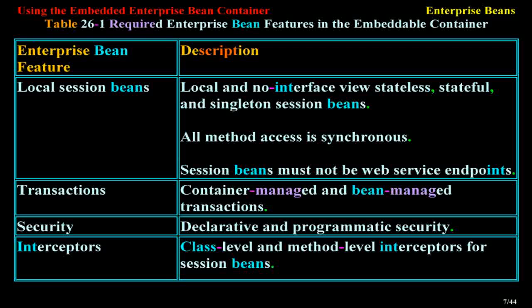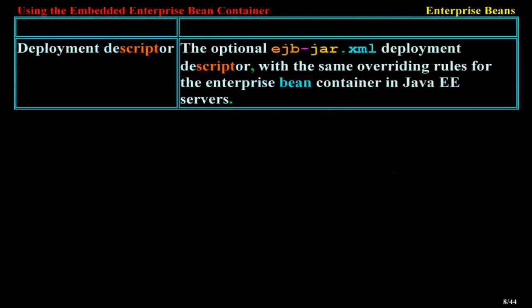Transactions: container managed and bean managed transactions. Security: declarative and programmatic security. Interceptors: class level and method level interceptors for session beans. Deployment descriptor: the optional EJB-jar.xml deployment descriptor, with the same overriding rules for the Enterprise Bean container and Java EE servers.